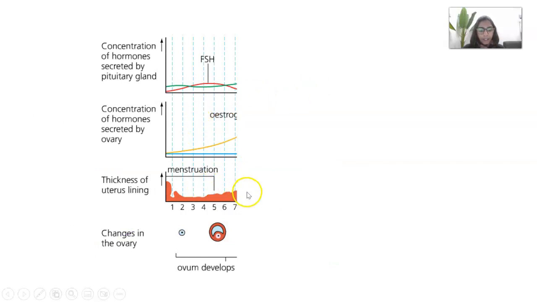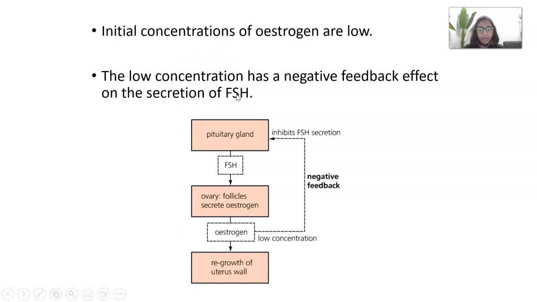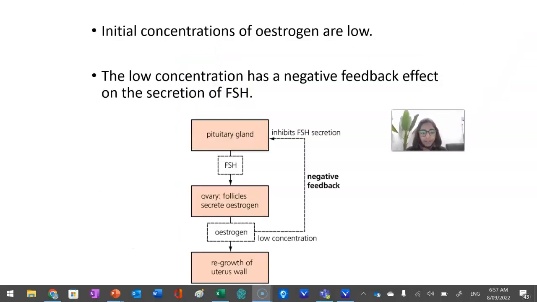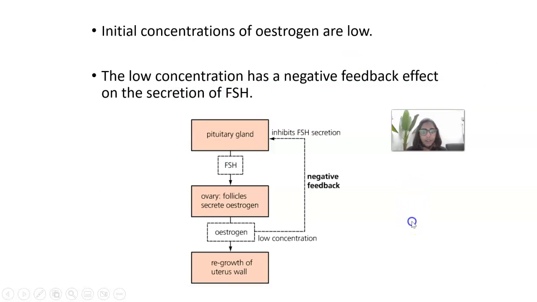Okay, as we extend out that graph to about day 7, you can see that FSH is increasing and estrogen is increasing, and then FSH starts to dip down. So how do we explain that? The initial concentration of estrogen is low. The low concentration has a negative feedback on FSH. So it stimulates inhibition of the FSH. So it stops it from occurring.